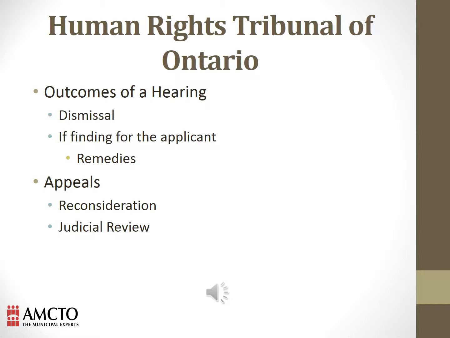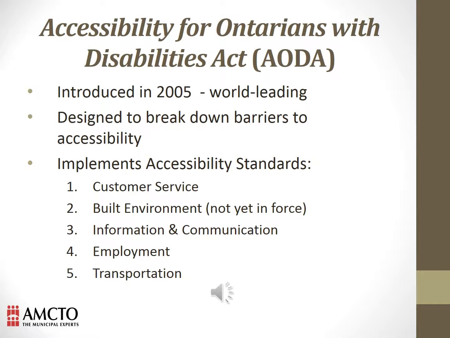Again, this is a very high threshold, and very few judicial review applications are successful in relation to human rights tribunal cases. The AODA was passed in 2005 and is literally world-leading legislation. The thrust of the AODA is not enforcement and punitive measures in order to promote accessibility. Rather, it is proactive and requires organizations to take a forward-looking perspective on their organizations and how their organizations can promote accessibility in all respects of society and the workplace.